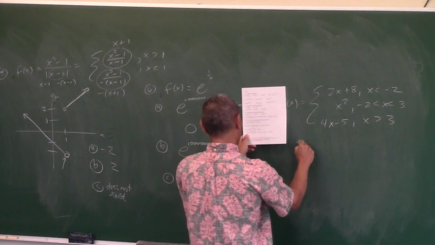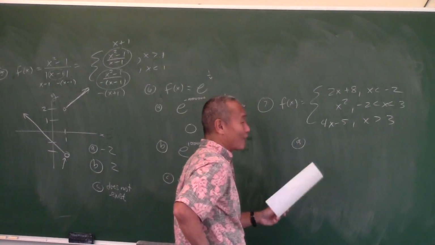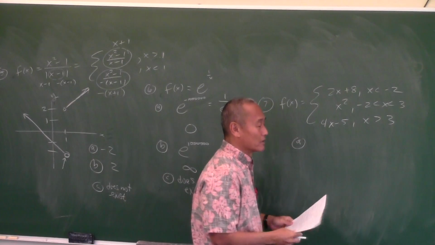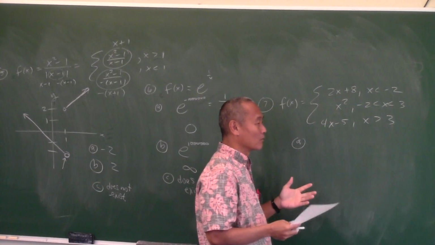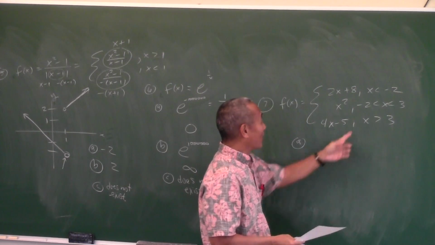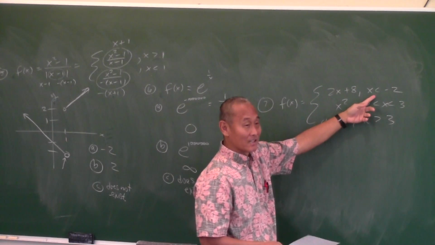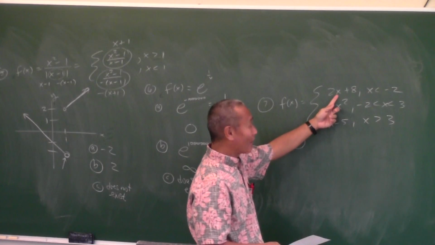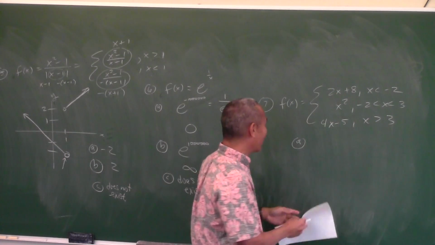Okay, part A. What is the limit as x approaches negative 4? I'm going to plug in negative 4, but which one do I plug it into? Well, where is negative 4? It's less than negative 2, so all you got to do is plug in negative 4 there. Negative 8 plus 8, 0.